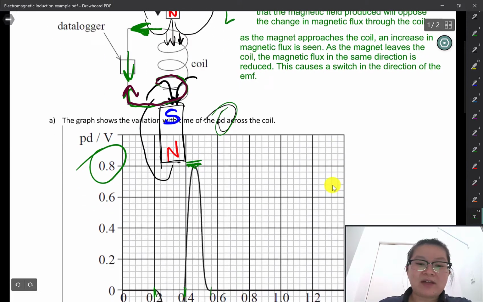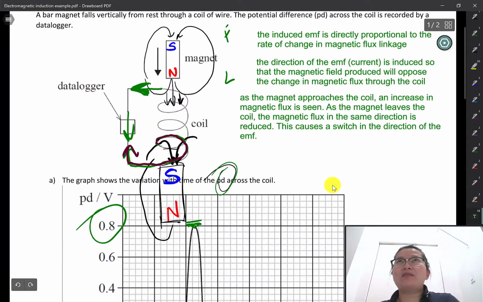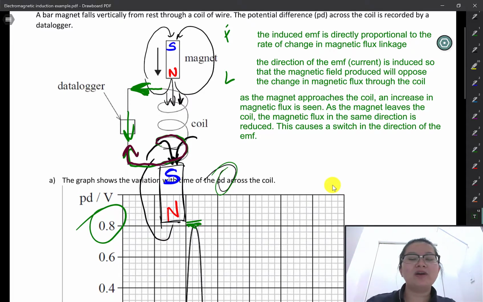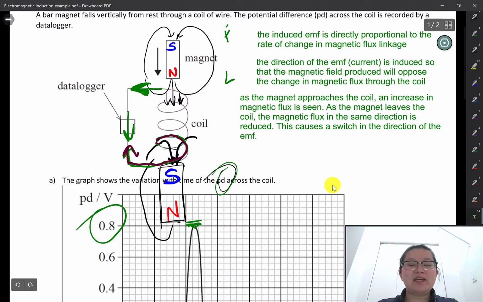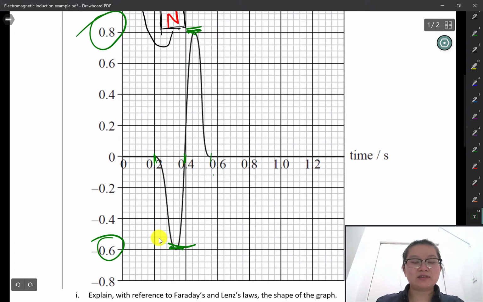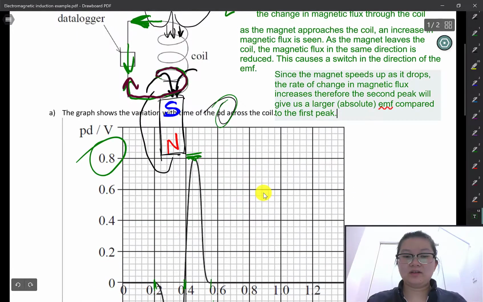And because of that, we know that the rate of change in flux is going to give us the induced EMF. The rate of change is larger, which means the EMF produced later is going to be higher than the one produced earlier. So therefore, the second peak is larger than the first peak. So here I've written, since the magnet speeds up as it drops, the rate of change in magnetic flux increases for the second one versus the first one. So the second peak is going to give us a larger absolute EMF versus the first peak.